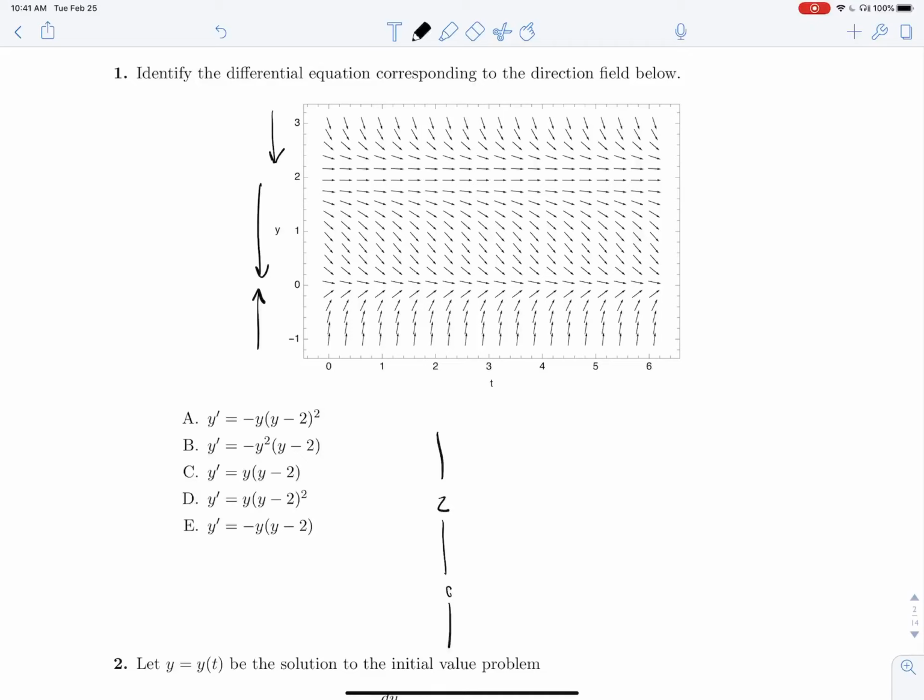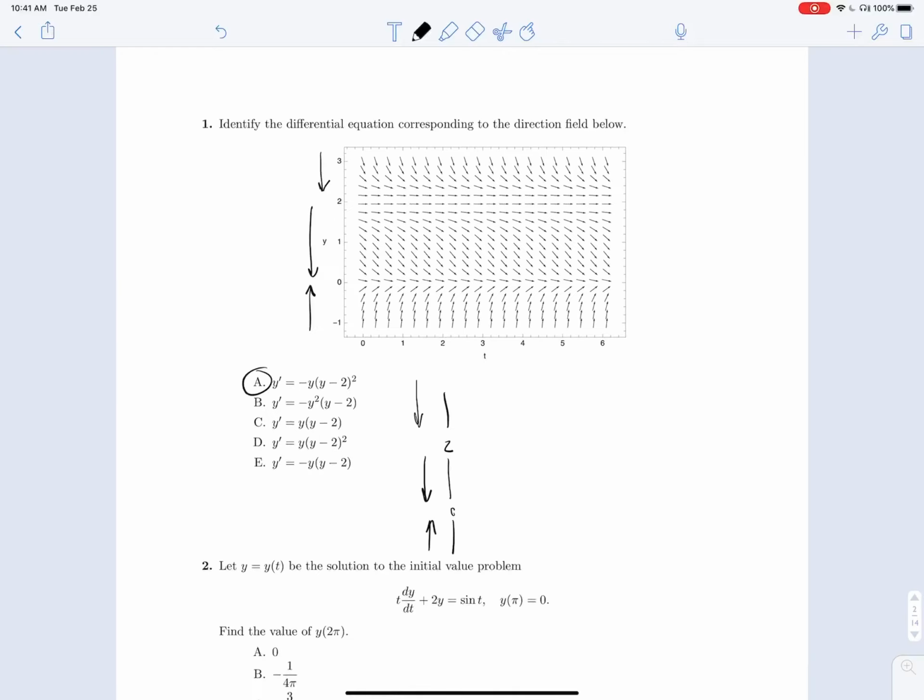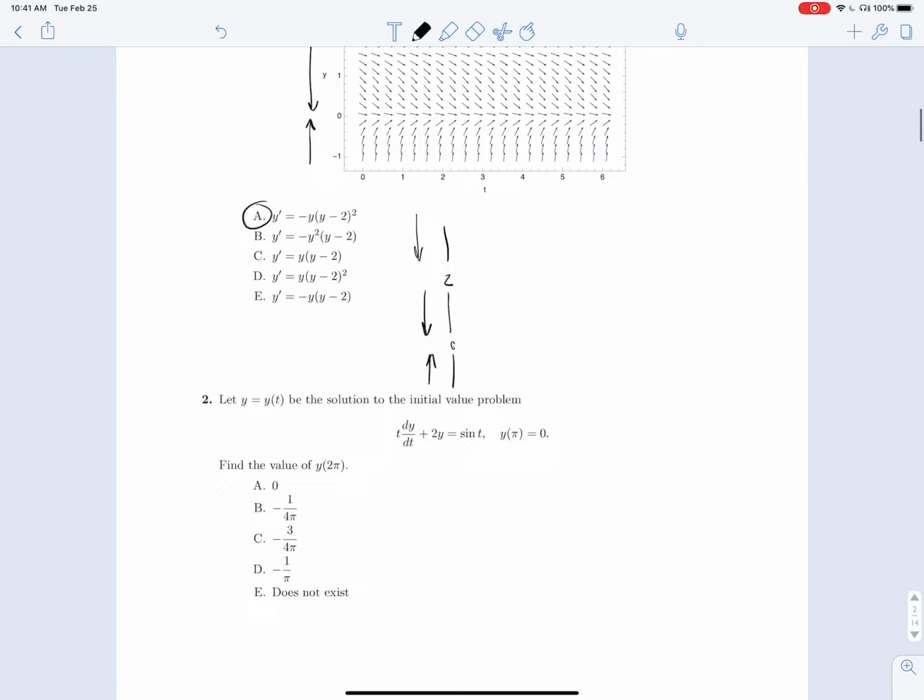Let's see, if we're below 0, for A, we're going to have a positive slope because this will evaluate to a positive number. If we are at 1, we're going to have a negative slope. And if we are at, let's say, 3, we're also going to have a negative slope. And so A, as it turns out, is a little anticlimactic, but this has the exact behavior that we're looking for. A is correct for number 1.